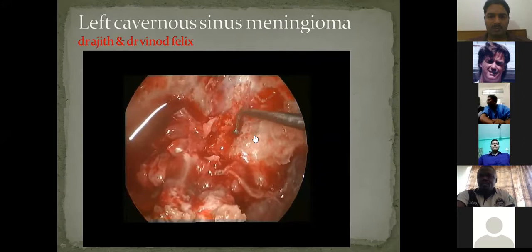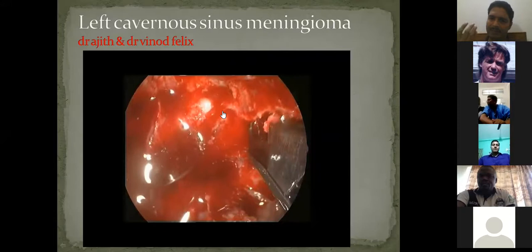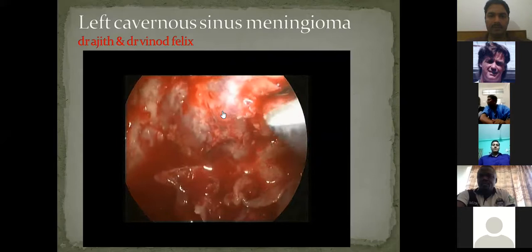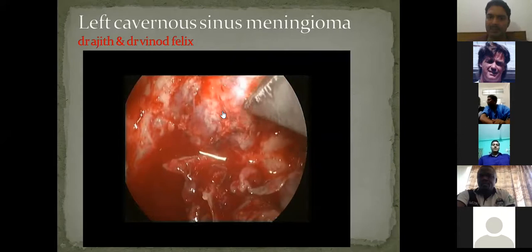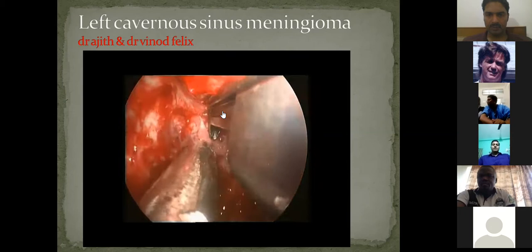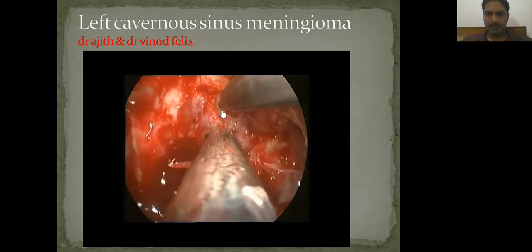So the entire left cavernous sinus bone has been made paper thin, and now we are going to open the cavernous sinus dura. So we map the carotid with the Doppler probe, and we are opening the cavernous sinus dura now. Some more extension of the dural opening.